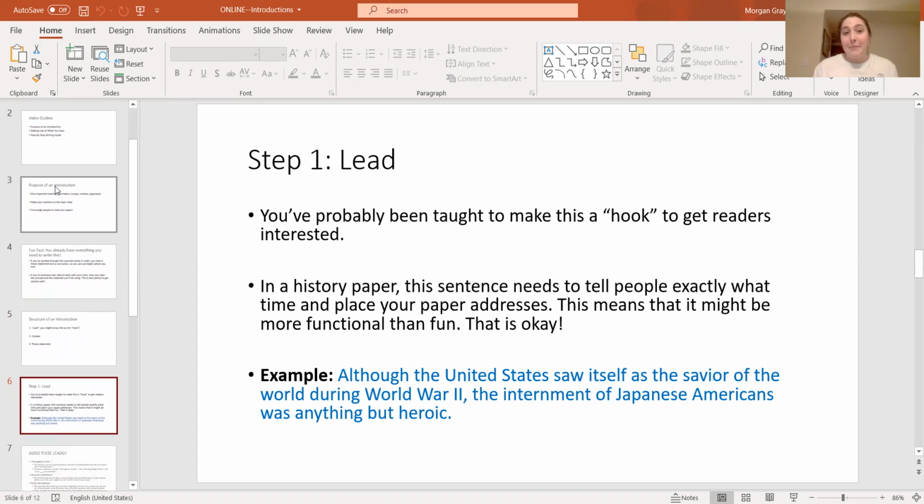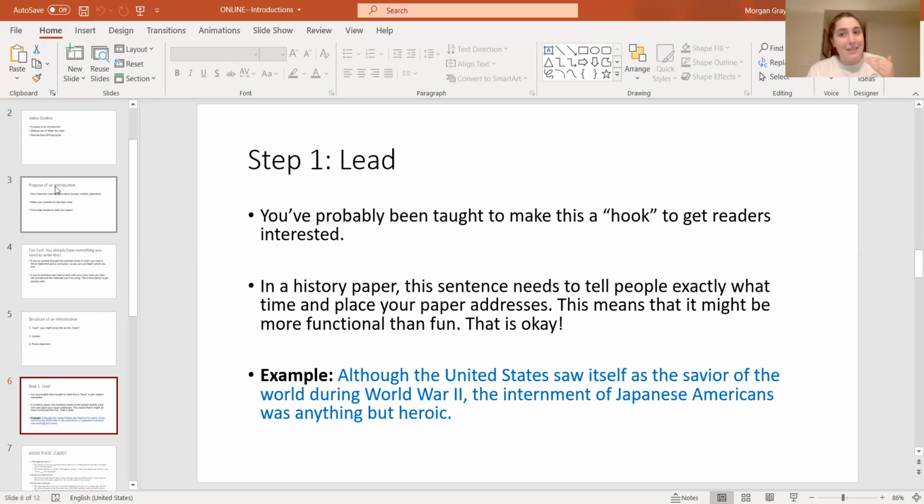Step 1 is your lead. Again, you've been told, usually most of my students have been told, to call this a hook to get your reader interested. You might have been told to have a little anecdote, a fun fact, some sort of little pithy comment, maybe writing a story to get someone interested.